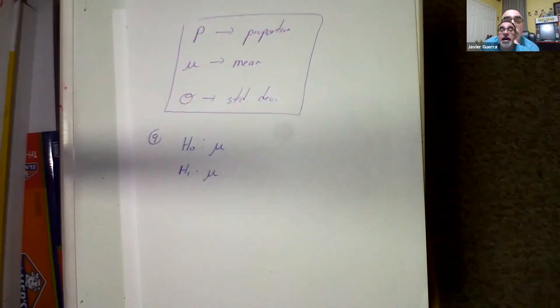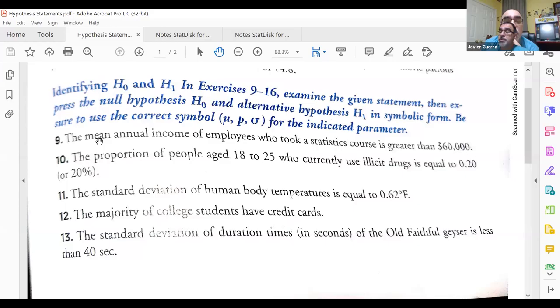Now I got my variables. Now I have to look for the inequality symbol. What inequality symbol is stated in number nine? Is it the less than, the greater than, the equal to, the greater than or equal to, the less than or equal to, or the not equal? What does it say in our sentence? Greater than. How did you know?